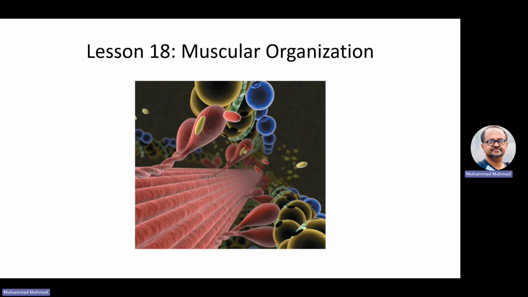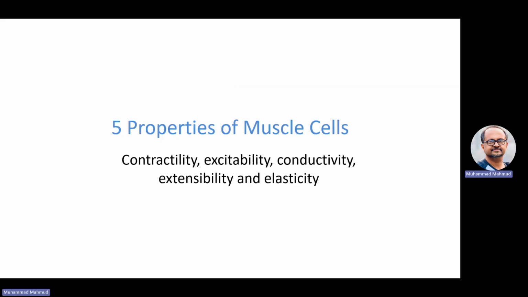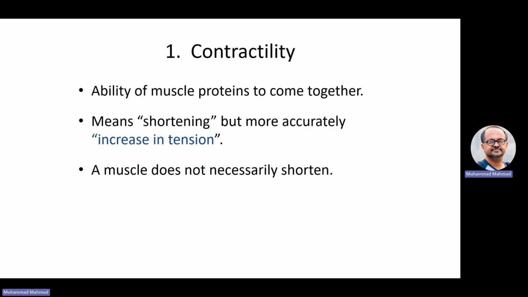Let's start lesson 18, muscular organization. There are five important properties of muscle cells. Muscles have the ability to come together, right? If you look at those proteins, they have this contractility, which means shortening. But more accurately, the word is increase in tension. Contractility doesn't necessarily mean that muscle will shorten, but definitely the tension will.